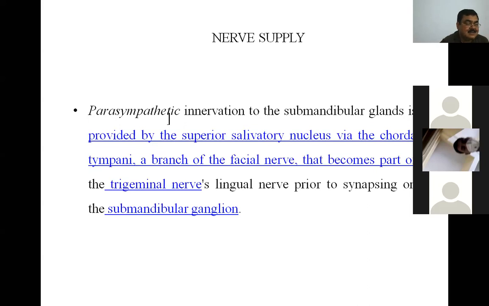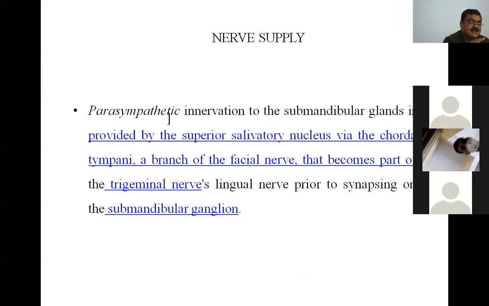तो parasympathetic fibers कहाँ से आ रहे हैं? ये आ रहे हैं superior salivary nucleus से. Superior salivary nucleus कहाँ है? It lies in the pons. वहां से फाइबर्स फेशियल नर्व के थ्रू आ रहे हैं.